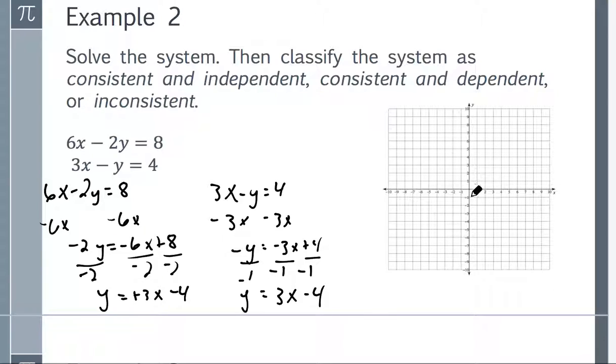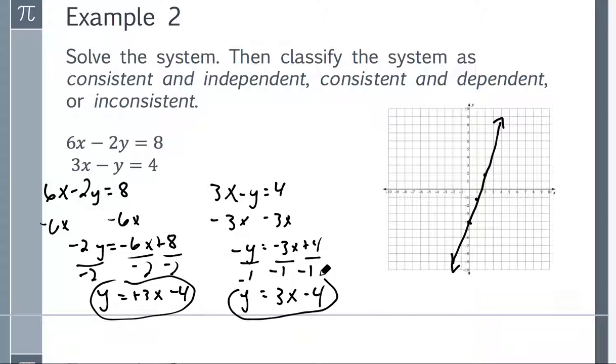All right, going to graph this. So we have negative 4 as my y-intercept, and then 1, 2, 3 over 1. And it looks like that's the first equation and that's the second equation. You get the exact same line out for both.